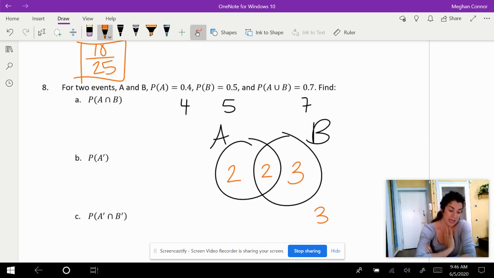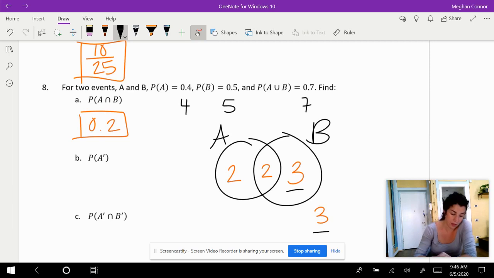So what is the probability of the intersection between those two? Well, the intersection is what's in the middle, which is 2 out of 10. Dividing it out would be 0.2. The probability of not A, apostrophe is not A, so you have to add up everything that's outside of the bubble of A, which is the 3 that's inside of the B, as well as the 3 that's outside of everything. So adding those two together, we get 6. Dividing it by 10 is 0.6.